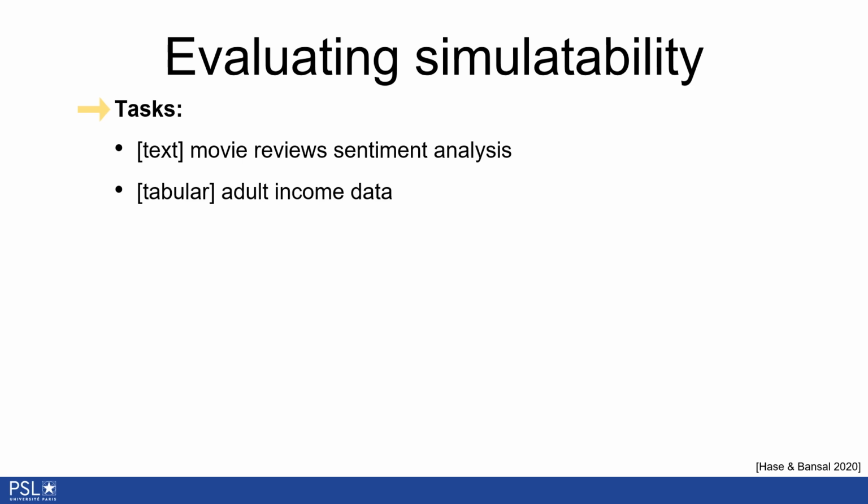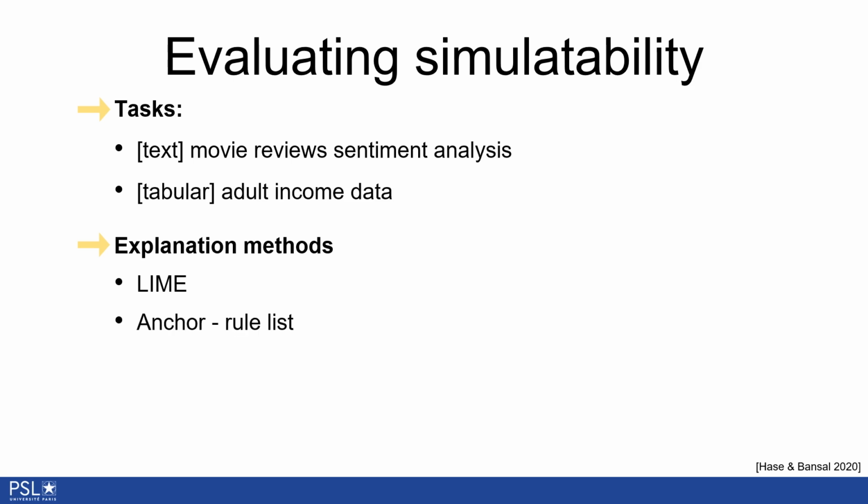For these 2 tasks, the study compared 5 different types of explanation methods. The first one was the classical LIME approach. The second one was based on interpretable rule lists. The third one was based on prototypes, a type of explanation based on providing examples.